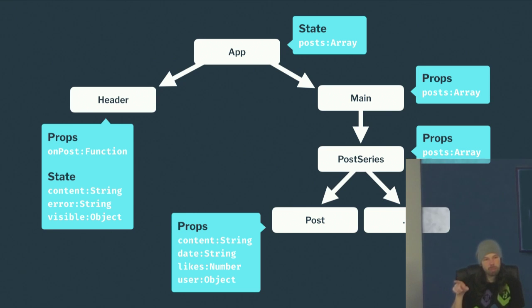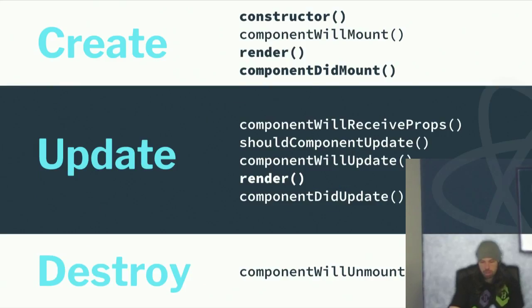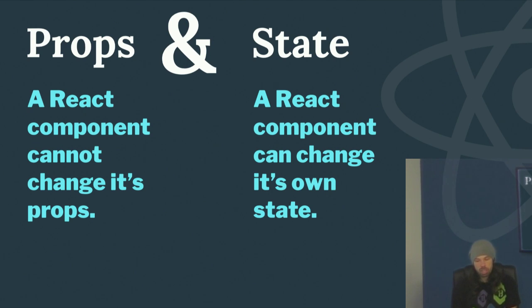And the reason why we pass that function to header is because header does not have the ability to change the state of app. Does that make sense? The header component cannot change the state of app. Why is that? Data flows downward, and our rule was a React component can change its own state.